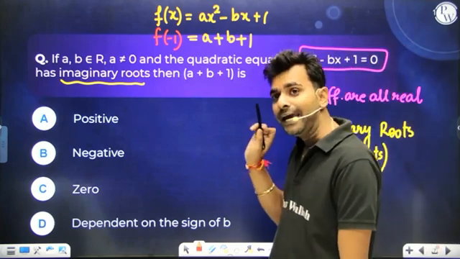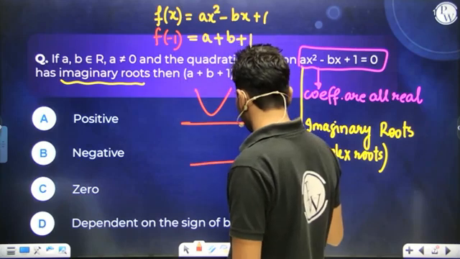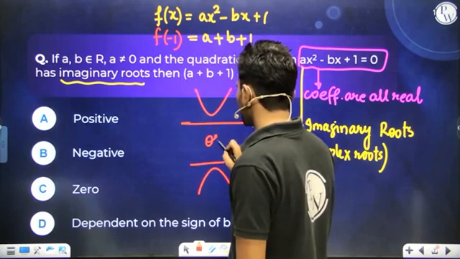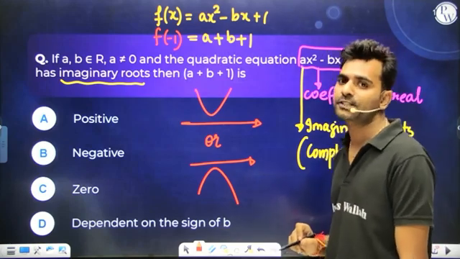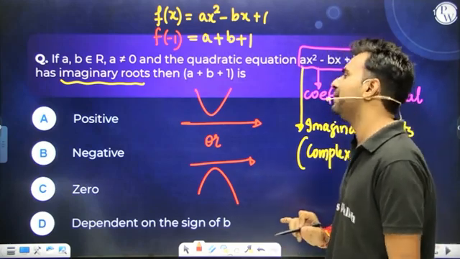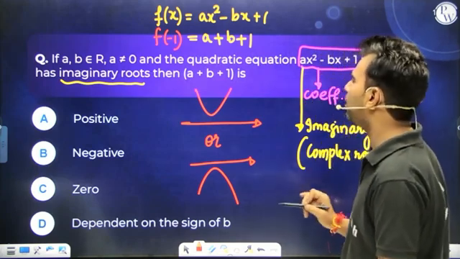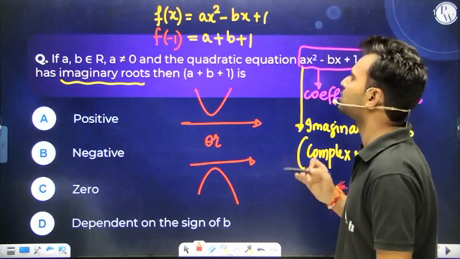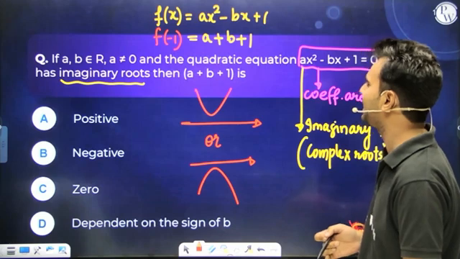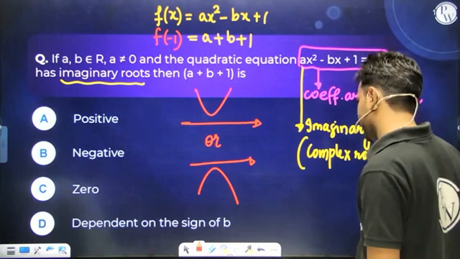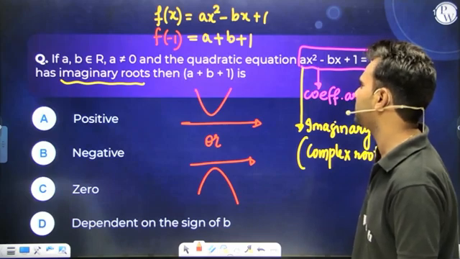Okay. Now, imaginary roots can come in two cases. Either the graph is like this or the graph is like this. Yes or no? So if this is the case, the quadratic expression is always positive. If this is the case, the quadratic expression is always negative. So nothing can be said about this. Yes or no? So what is the value of a plus b plus 1 going to be? Nobody can tell you. So it is dependent on the sign of a is what you can say as of now.